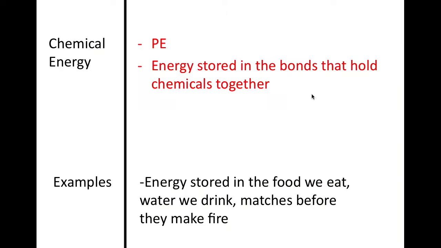Chemical energy. Chemical energy is potential energy. It is stored energy. It is located in the bonds that hold the chemicals together. So if you've heard of compounds, when you break those bonds, it creates energy. Some examples are energy that's stored in the food that we eat. Every time we eat, we are breaking bonds that release energy so that we can use it, turn it into chemical energy that we can then use for survival.